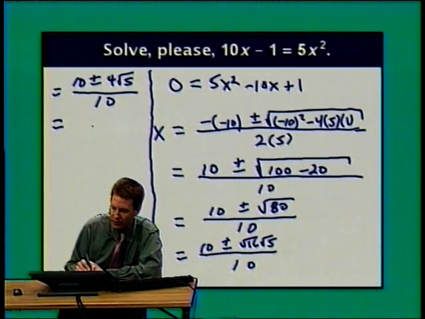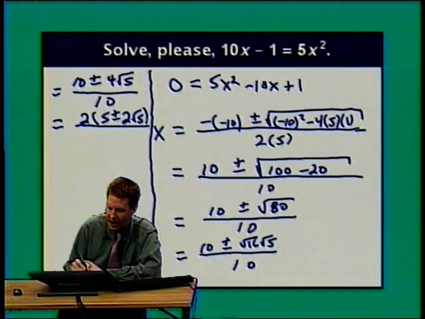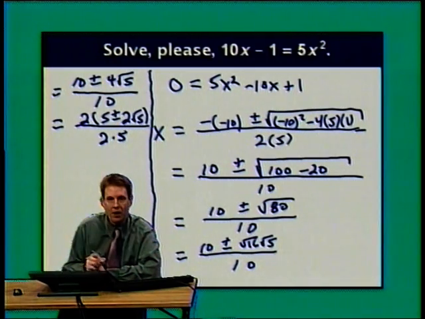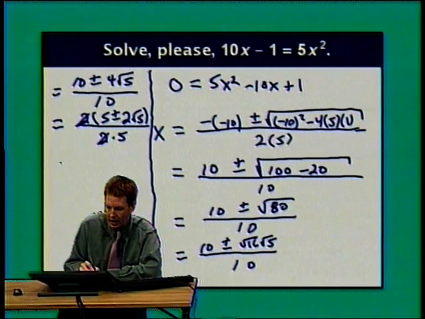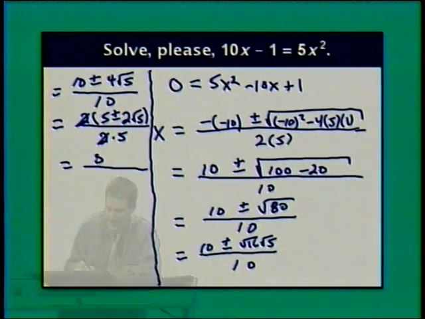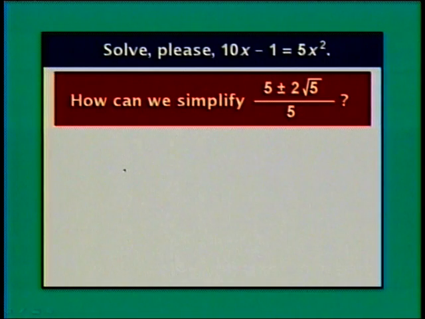fraction. I can rewrite the numerator as 2 times 5 plus or minus 2 square roots of 5, and this is over 2 times 5, so I could pull out 2 over 2, and that would leave me with 5 plus or minus 2 square roots of 5 all over 5. I'm seeing all sorts of 5s. So here's a question. How can we simplify 5 plus or minus 2 square roots of 5 all over 5?